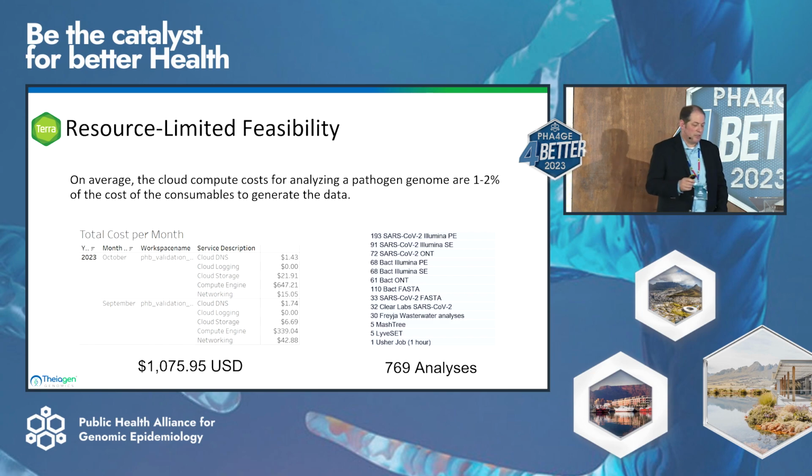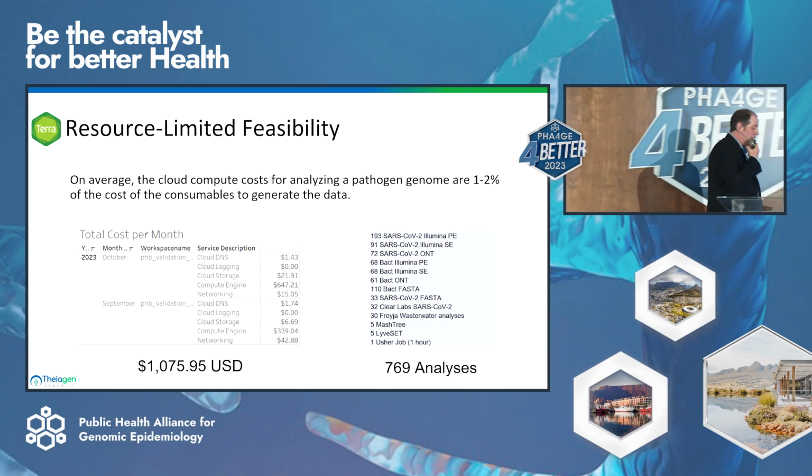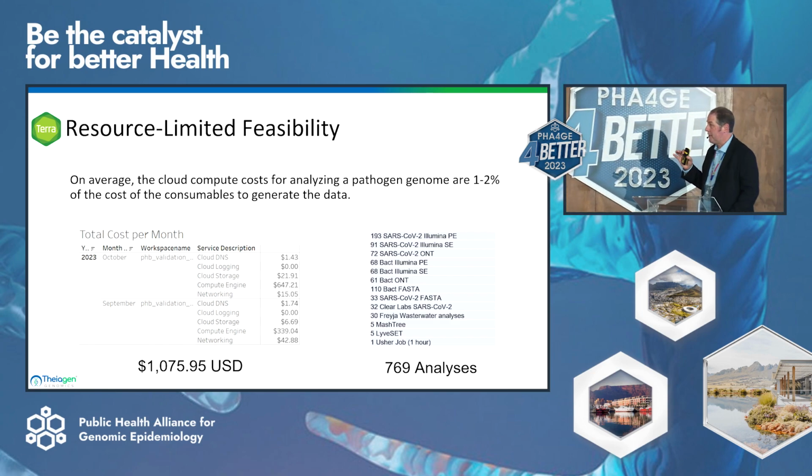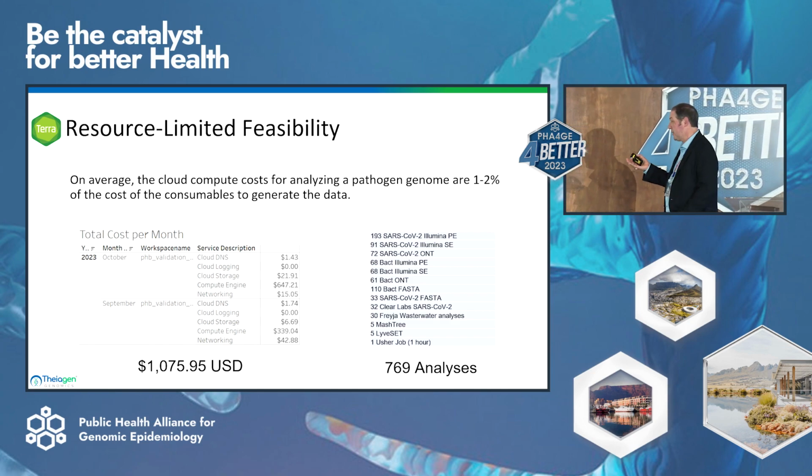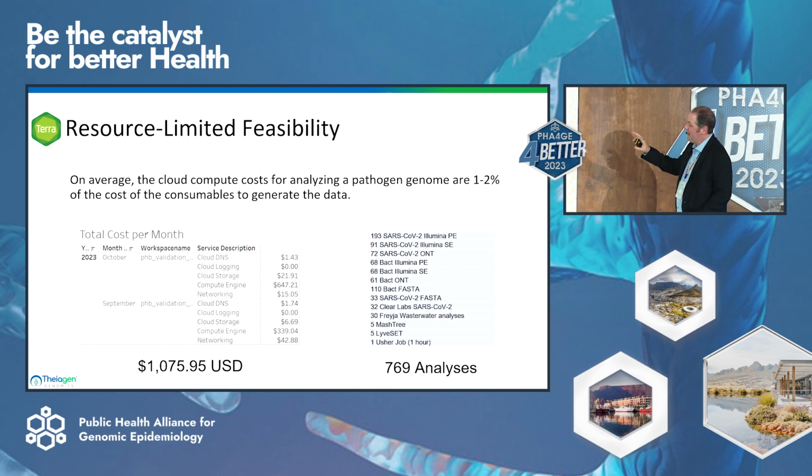So this is an important slide, I think, and this talks about the feasibility for resource-limited settings. Right before coming out here, literally on the plane, I was downloading some of the workflows that were run in one of our validation workspaces where we test it. And then I was looking at the granular cost breakdown of how much that costs to do. For 769 analyses, it cost approximately $1,075.